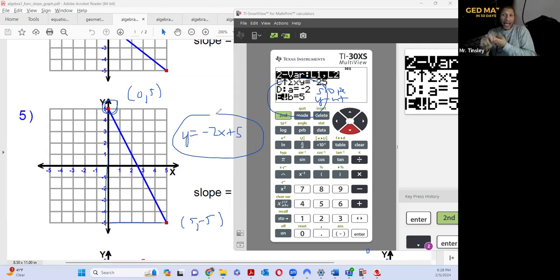So one way I use the formula from the formula sheet. The second way I use rise over run and where the line crosses the y-axis, my y-intercept. The third way I use the calculator. Whatever's easiest for you. What I'm telling you, you need to be ready.